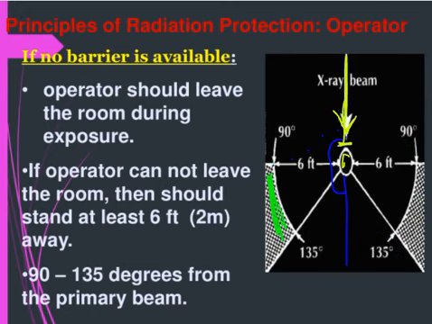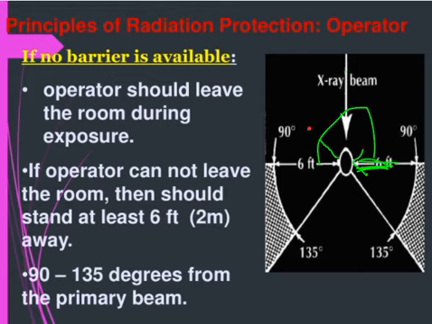Okay, now what if the x-rays are coming from the side of the patient, like if you're doing a molar exposure? So this will be the direction of your primary beam. In that case, from here to here it is 90 degrees, and from here to here this whole is 180 degrees. So you are going to stand somewhere here. Okay, so you can either stand here or you can stand on the back side in this region.